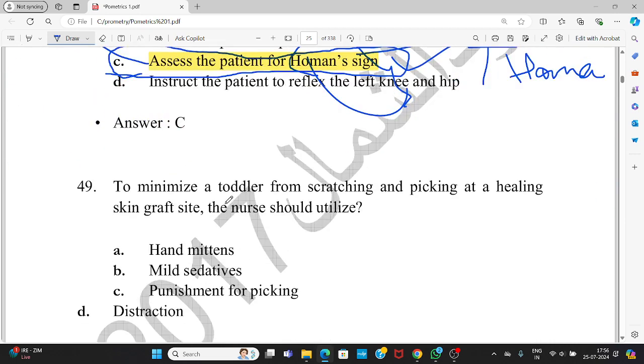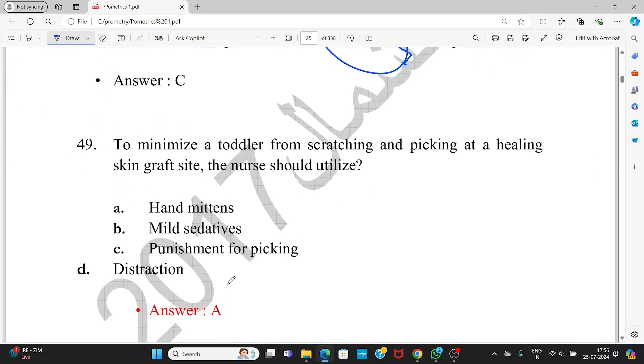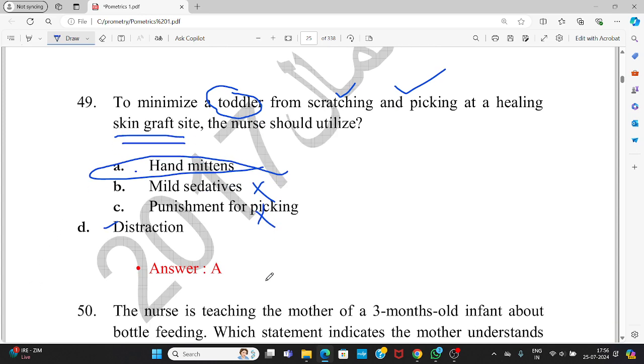To minimize a toddler from scratching and picking at the healing skin graft site, the nurse should utilize what? This is very common, just put your common sense. The toddler has a wound, a skin graft, and for sure the toddler will try to scratch and pick. So what can you do? Will you give sedatives? No. Punishment? Exactly no. Distraction and hand mittens. Should we put mittens on? So mittens is the correct answer.